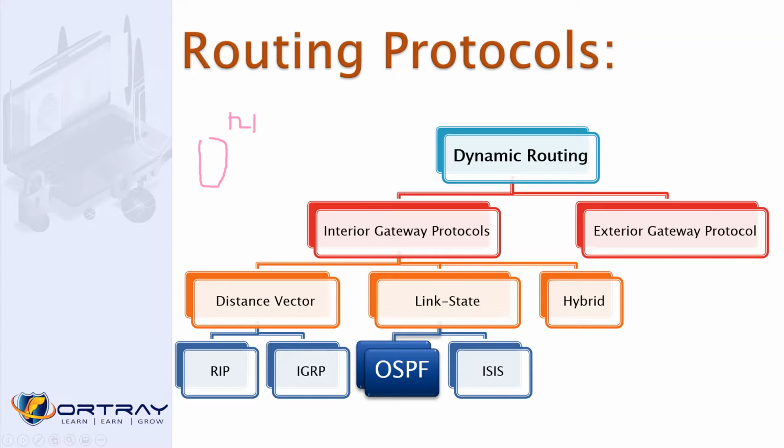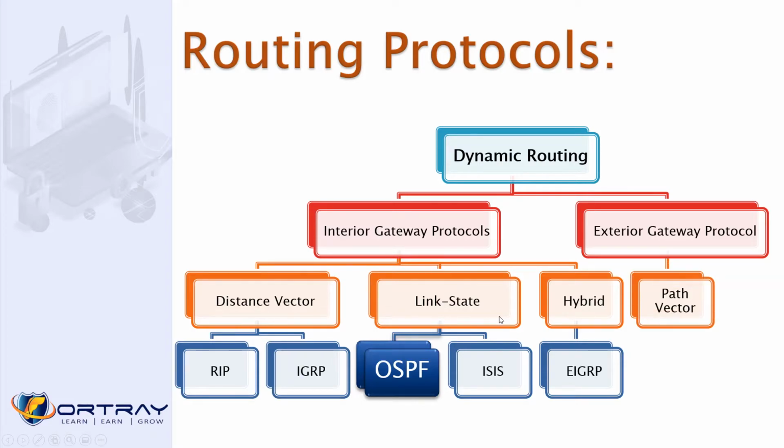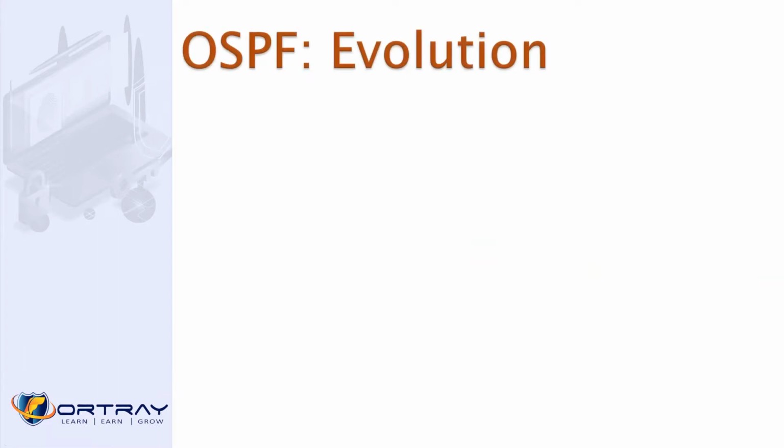In the exam, if somebody asks you for the true link state routing protocols, then these are the only two. EIGRP is also described as link state, but it's a hybrid, which means it also belongs to distance vector as well. BGP is a path vector protocol.